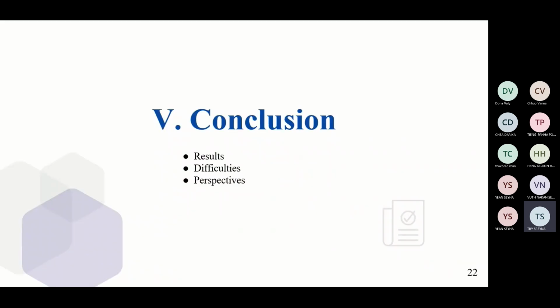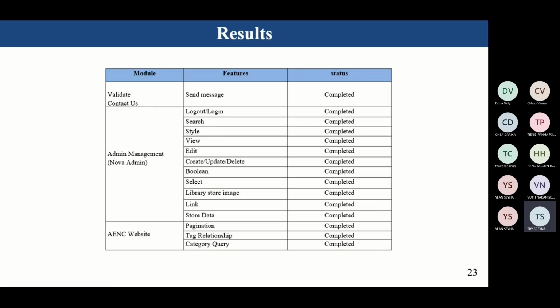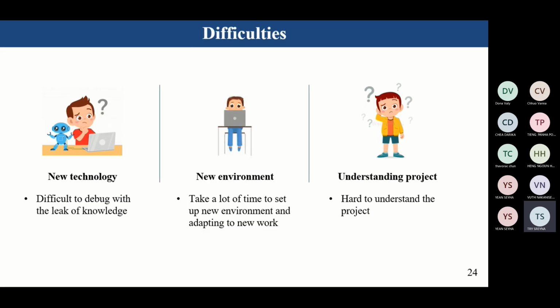That concludes my presentation. Now I can summarize the main points: research, difficulty, and perspective. For my research, the three main points of the model I have already completed. For my difficulty, I found it difficult to work with the layout and the knowledge of new technology. I take a lot of time to set up a new environment and adapt to it. I find it very hard to understand the project.